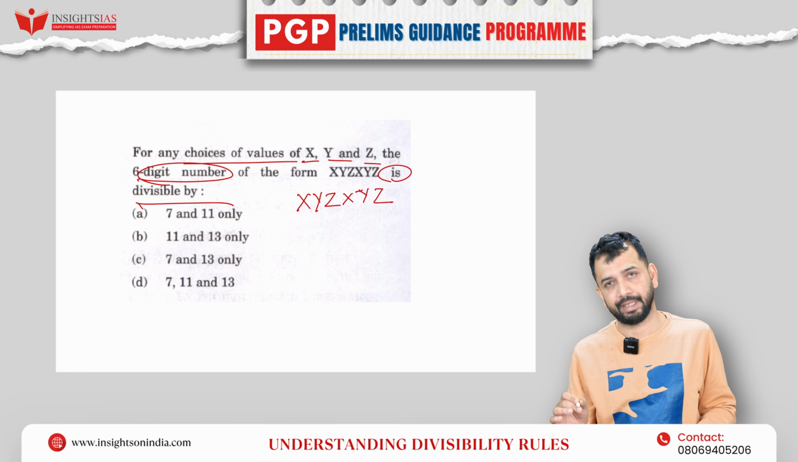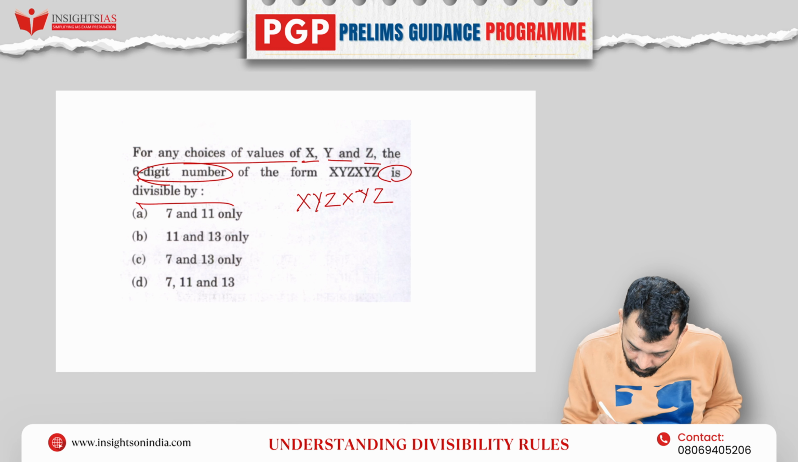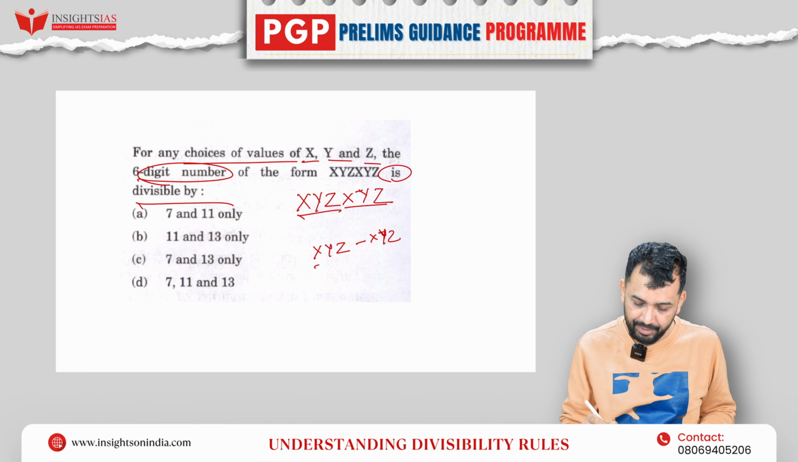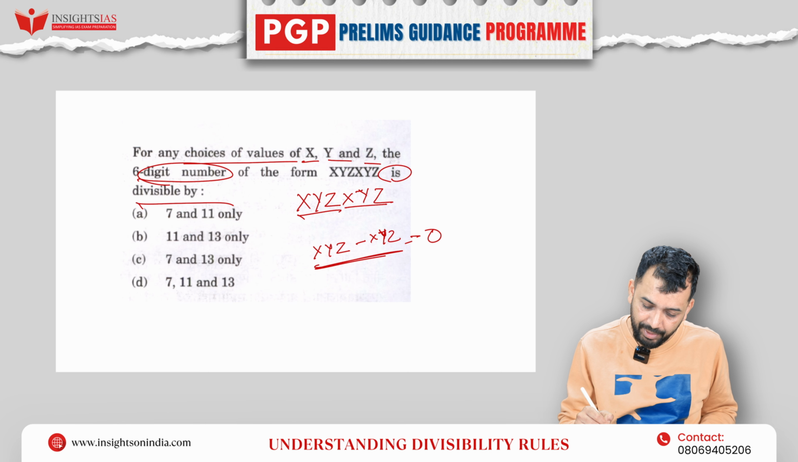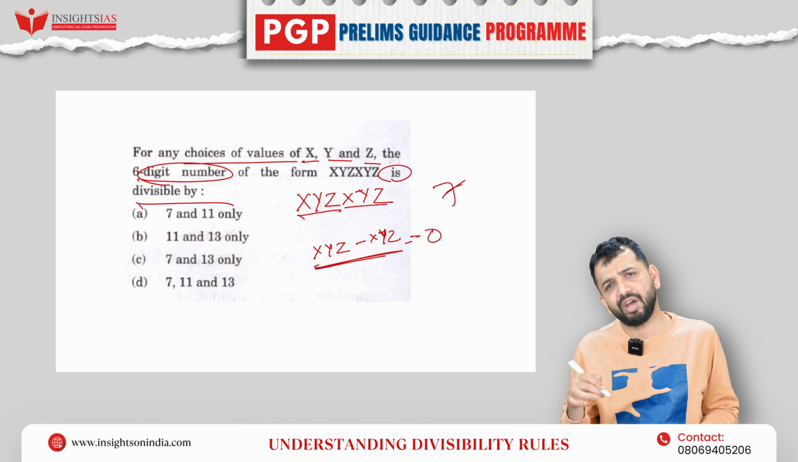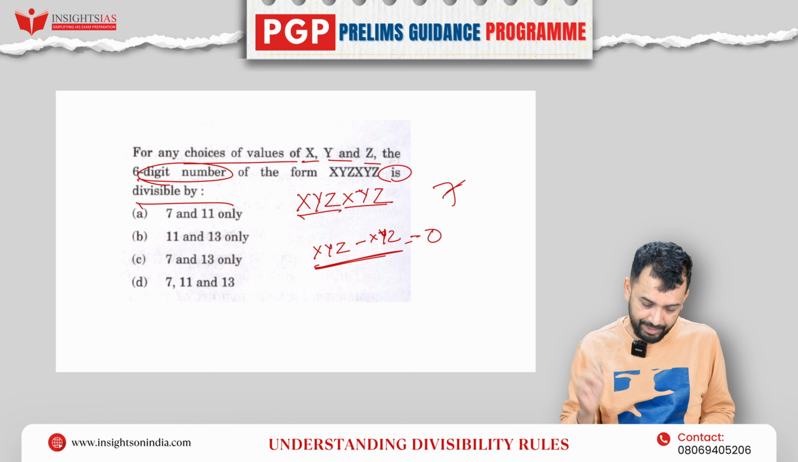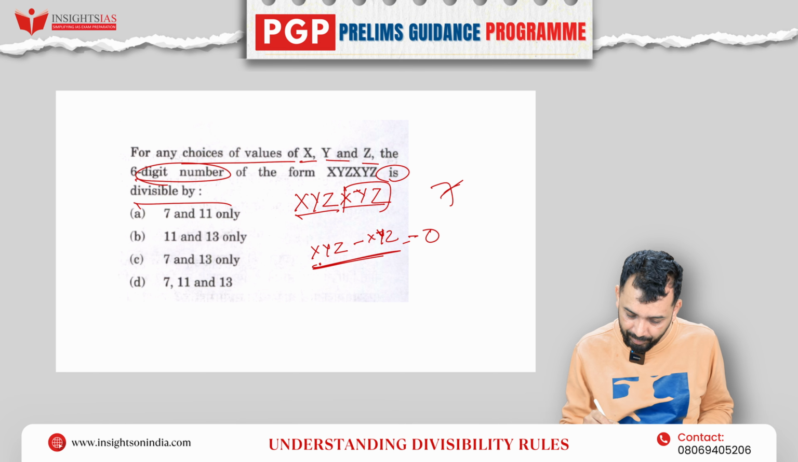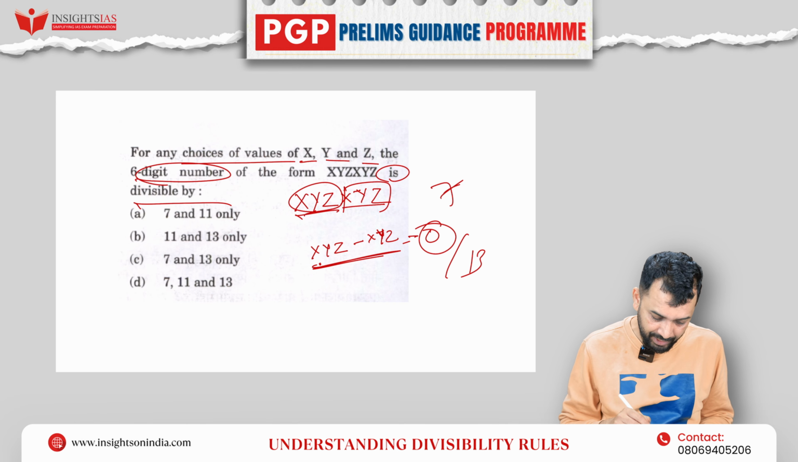Now, first we'll understand the rule, let's say for 7. What is the 7 rule? Take the 3-digit X, Y, Z. Next 3-digit, again X, Y, Z. What is the difference? Difference is 0. So if the difference is 0, then automatically I can say that this will be divisible by 7. Either if it is 0 or if it is a multiple of 7, then I can say that the number is divisible by 7. Same, XYZ minus XYZ, these 3 digits, it will become 0. So that means it is also divisible by 13. So it is divisible by 7 also, and 13 also.